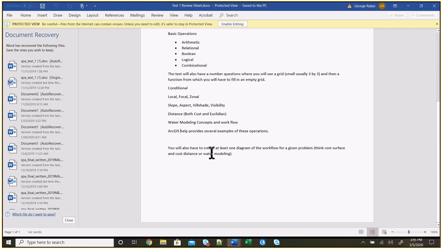So you're also going to have to create at least one diagram of the workflow for a given problem. So it could be cost surface, it could be water modeling, it could be capability suitability modeling too. Okay, I didn't put that on there, but that was the other concept. So we started out talking about, in general, different types of raster GIS operations: local, focal, zonal, and then the three concepts that were taught this half of the course were capability suitability modeling, cost distance modeling, and distance, and then water modeling. So if you understand the flow of those three, I think you should do well on the test.